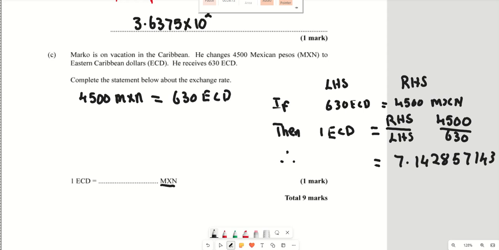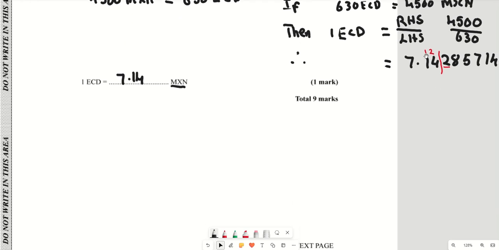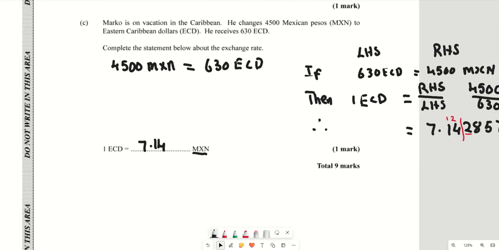7.142857143. And if anyone has dealt with money, you know that money only has 2 digits after a decimal point, right? So what we would have to do is count your digits. 1, 2, draw a line after the second. When you draw that line, you check to see if the number after the line is more than 5 or less than 5. It is less than 5, so this number will stay as it is. So 1 ECD would be $7.14, 14 cents Mexican pesos. And that is how we would do this question. Right, and that is the end of January 2021, number 1.